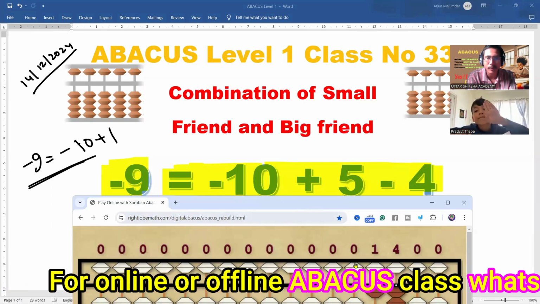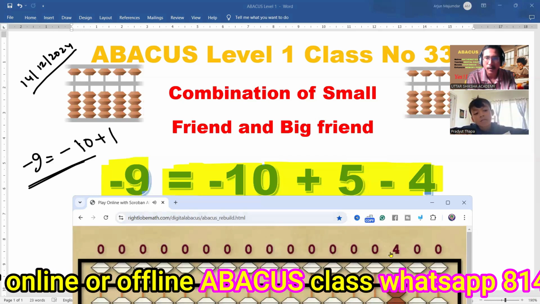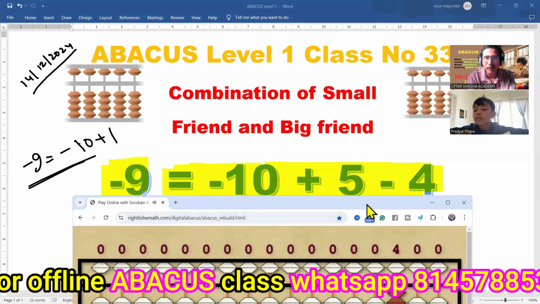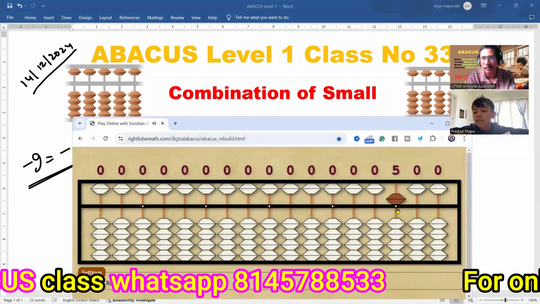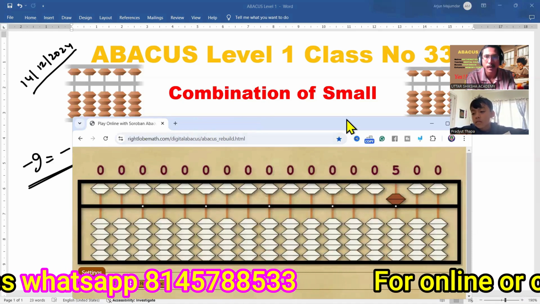This is minus 10. First you will do minus 10. Then plus 5 and minus 4. This is the process that we will follow today.